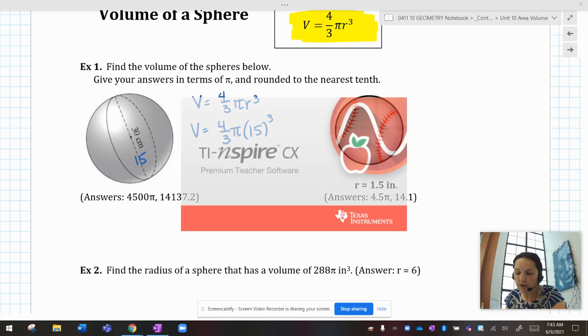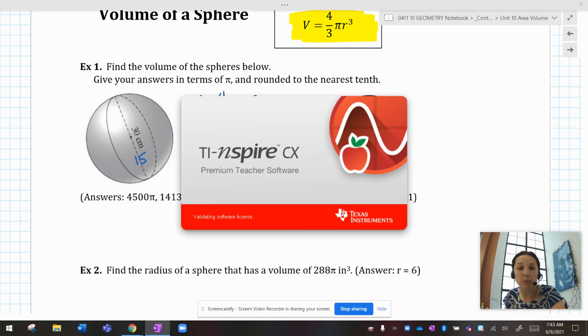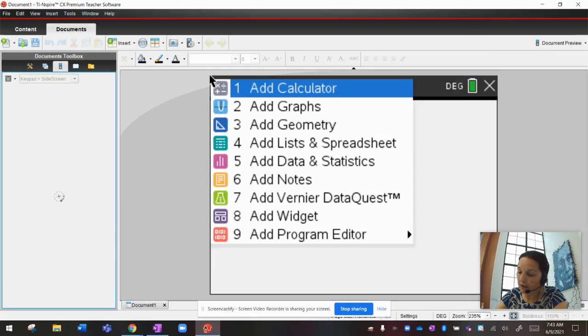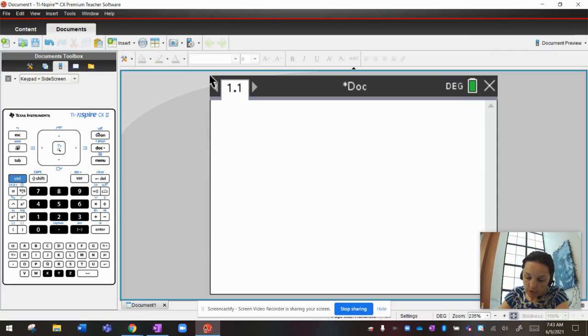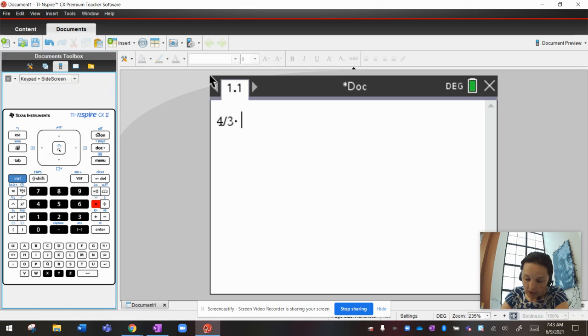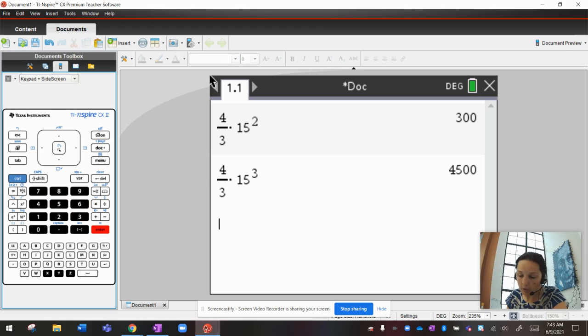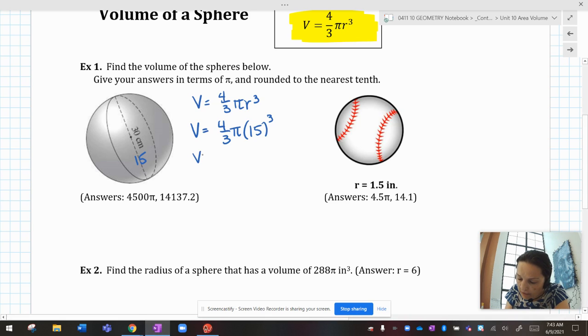So if I pull a calculator out to do that, remember to get it in terms of pi, I'm going to type everything except for the pi into the calculator. And then if I do it to the nearest tenth, I will plug the pi into the calculator. So 4/3 pi, skip it, r cubed. And look at that. I made the mistake that I always make, Mrs. Vibber. 4/3 times 15, there we go, cubed. That's the one I want. Kind of glad I made that mistake. Is 4,500. So my volume is 4,500 pi.